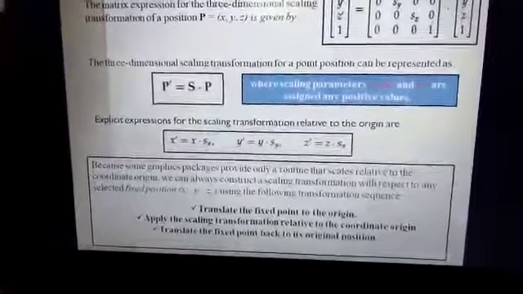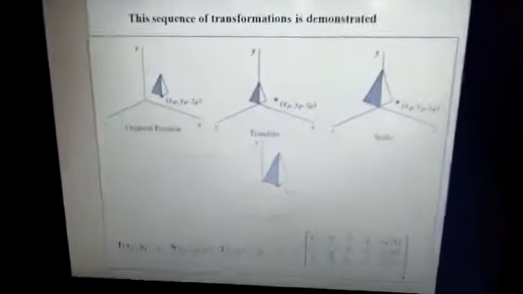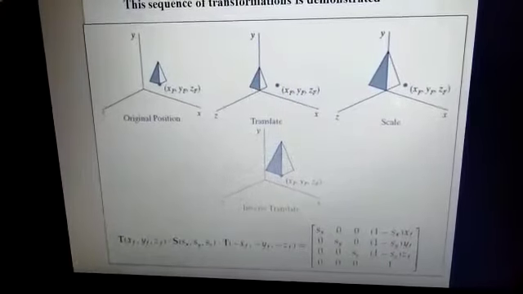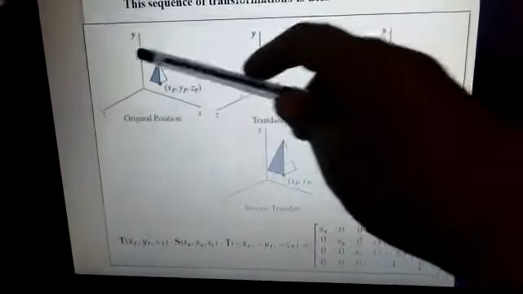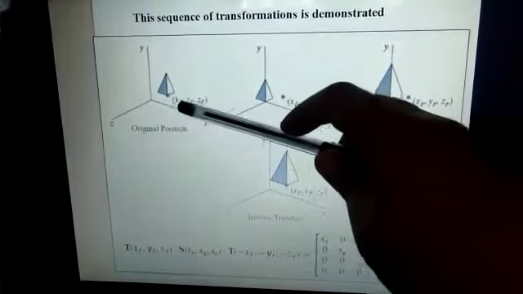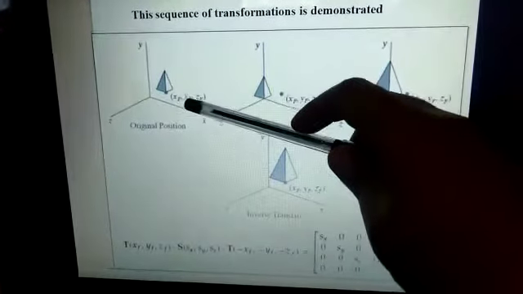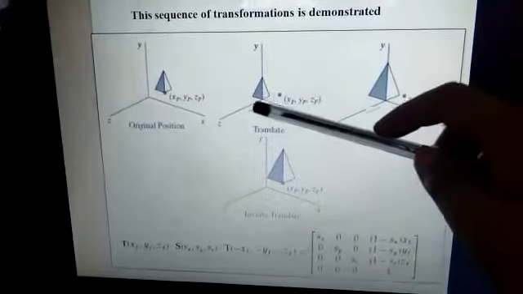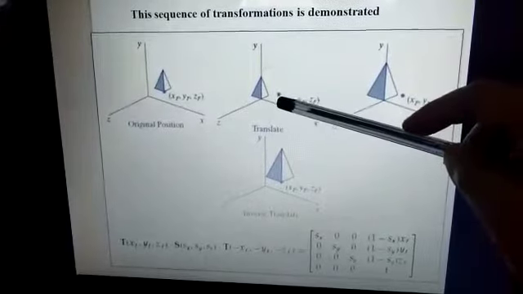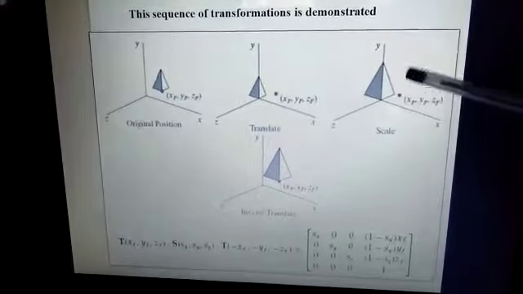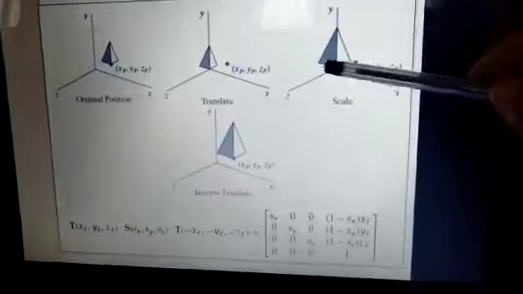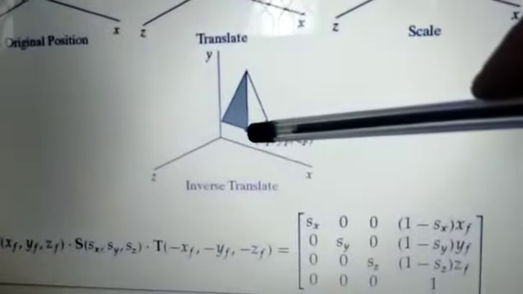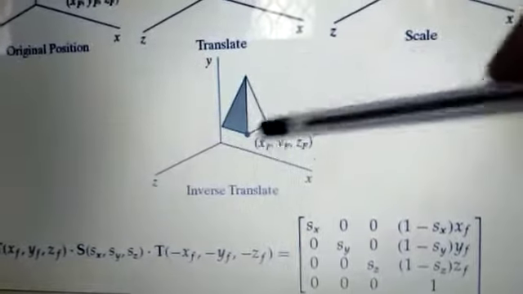Let's see one example here. You can see a sequence of transformations demonstrated with respect to scaling. Here in diagram 1 we have the original position with xf, yf and zf, which is brought to the origin, and we then scale it with respect to some parameters. Then we have the inverse translation, that is after scaling that particular object we translate it back to its normal position.